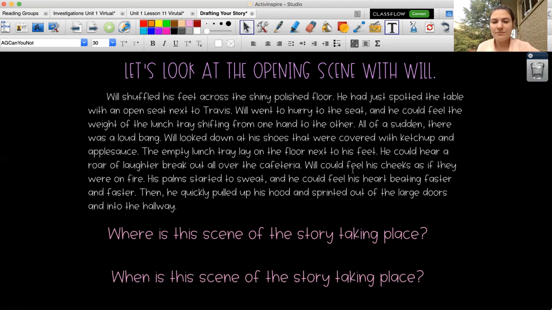"Will could feel his cheeks as if they were on fire. His palms started to sweat, and he could feel his heart beating faster and faster. Then he quickly pulled up his hood and sprinted out of the large doors and into the hallway." So now the setting is changing. It's going into the hallway. So we know where the scene of the story took place: in the cafeteria. And when it's taking place: around lunchtime, so probably around noon.